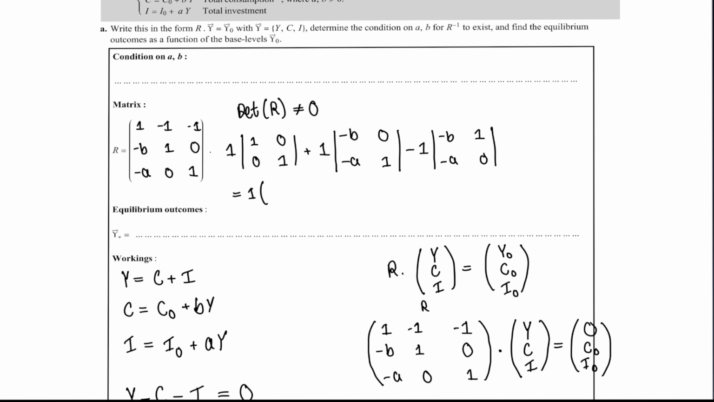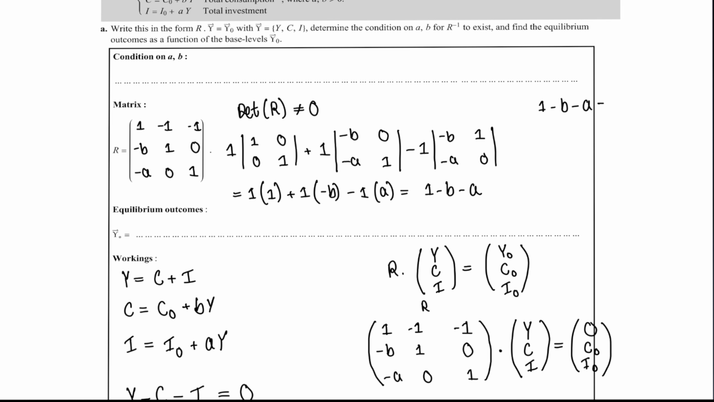So the determinant of this matrix is just 1. The determinant of this matrix is just minus b. And the determinant of this matrix is just a. So we get 1 minus b minus a. Now, if we make 1 minus b minus a equal to 0, then the inverse wouldn't exist.